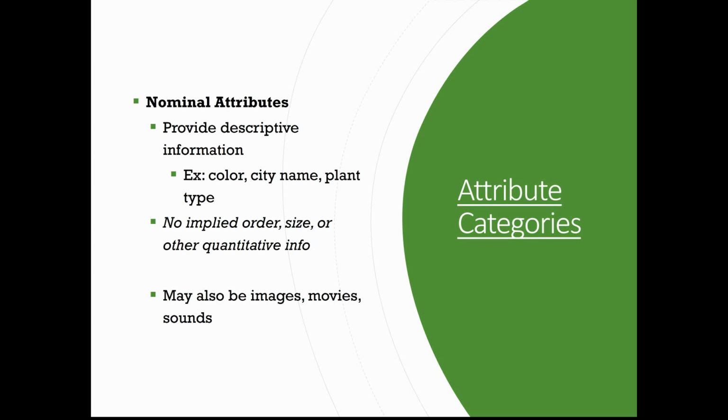That means that you cannot state that one attribute is greater than or less than another attribute, or you cannot multiply attributes together. So for instance, it does not make sense to multiply the color blue by the color red. The only comparisons you can do with nominal attributes are to check whether the attributes are equal or not equal to each other. In addition to text descriptions, the nominal attribute category includes descriptive information such as images, movies, and sounds.